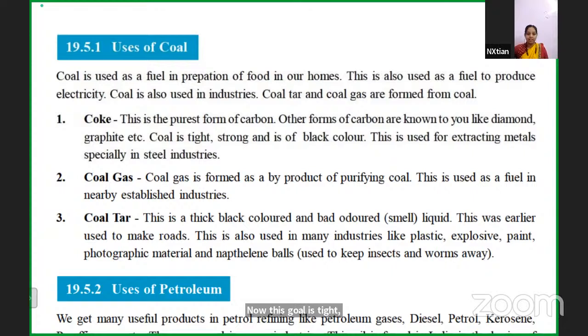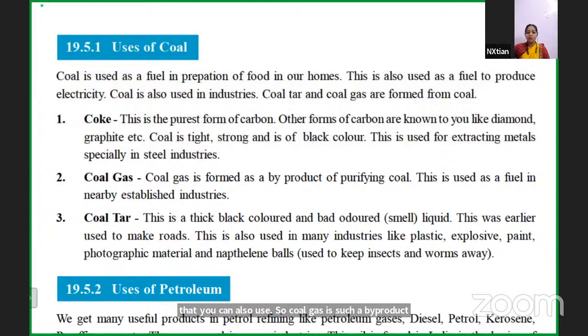Its purest form is a very hard substance, in a black color, which is used to extract metals in steel industries. Then we have coal gas. Now, coal gas is formed as a byproduct of purifying coal. We know that when the purification process takes place, in the last stages of it, we obtain some byproduct from it. That is, some other product is obtained from the purification of the original product, which is also useful to us. So, coal gas is such a byproduct of coal.